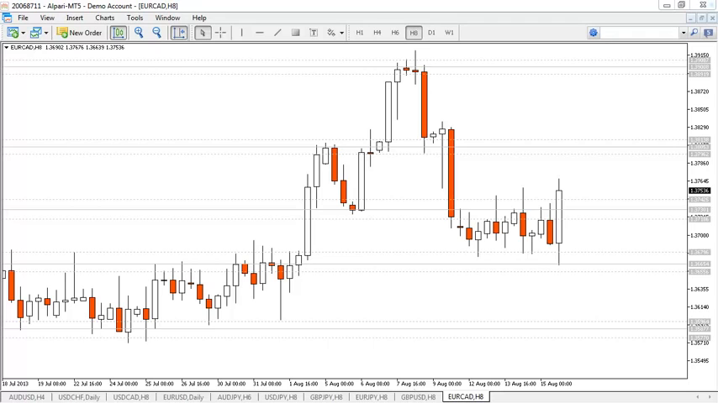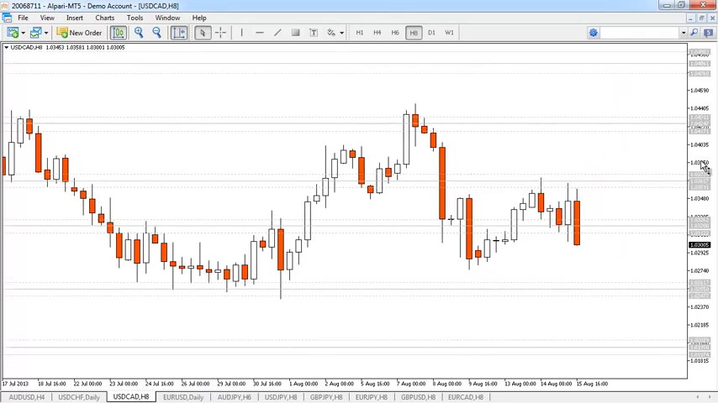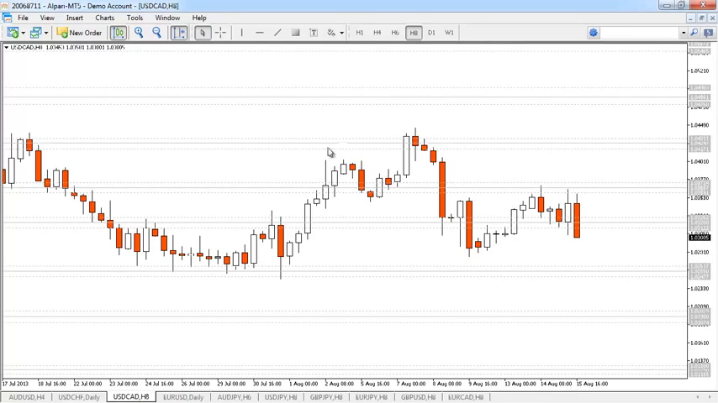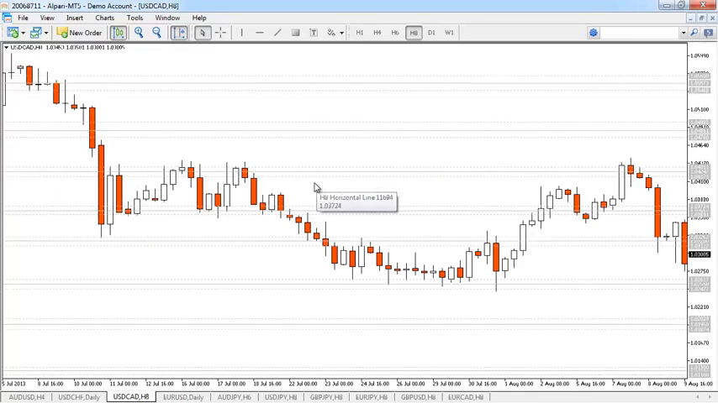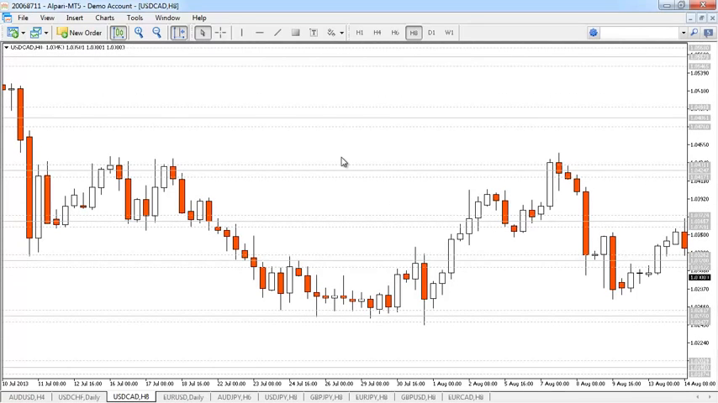Fabrice, the trade taken on USD CAD was against a trend line. Yeah, I don't worry too much about trend lines. It's not a big deal for me. I only really worry about horizontal support and resistance.